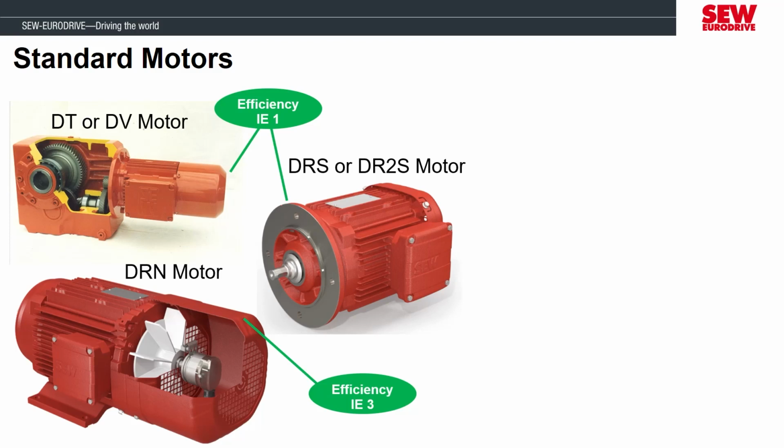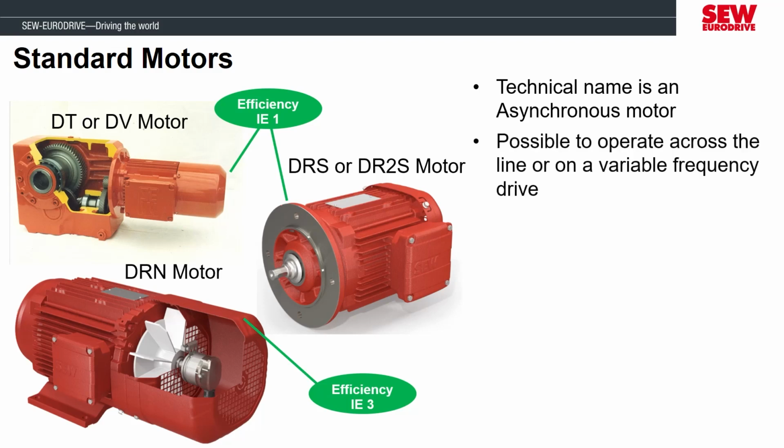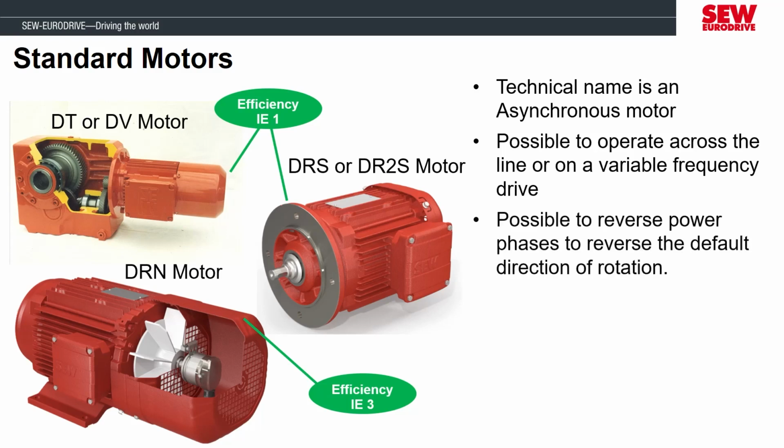Now I want to give you some helpful points about our standard motors. You may remember from the first training session that a standard AC induction motor is called an asynchronous motor. It is possible to operate these motors across the line with plant voltage or with an inverter controlling it. Oftentimes, when operating a motor across the line, you have to swap 2 power supply phases to reverse the motor's rotation, and this is okay to do with a standard motor.